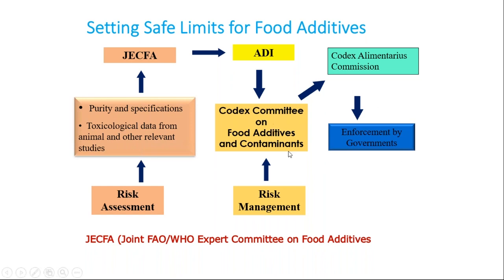The Codex has got a committee on food additives and contaminants, which comes under Codex Alimentarius. Whatever JECFA recommends, the Codex Committee on Food Additives and Contaminants will put it to Codex, and they come as a Codex guideline, which is then enforced by the governments. So JECFA is responsible for actually making a limit, which is known as the acceptable dietary intake. And based on this acceptable dietary intake, the limits are fixed.